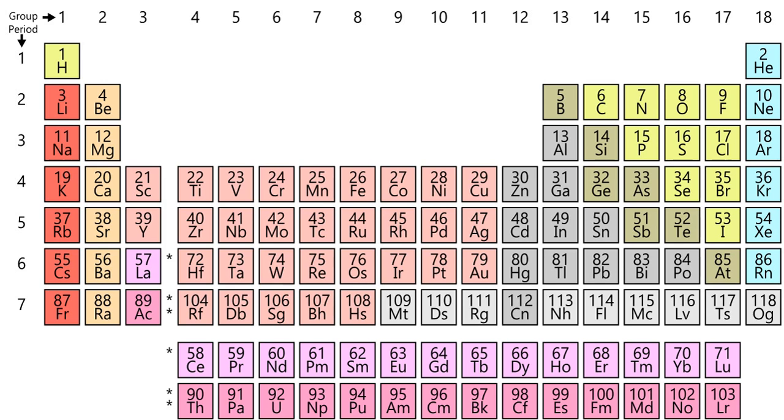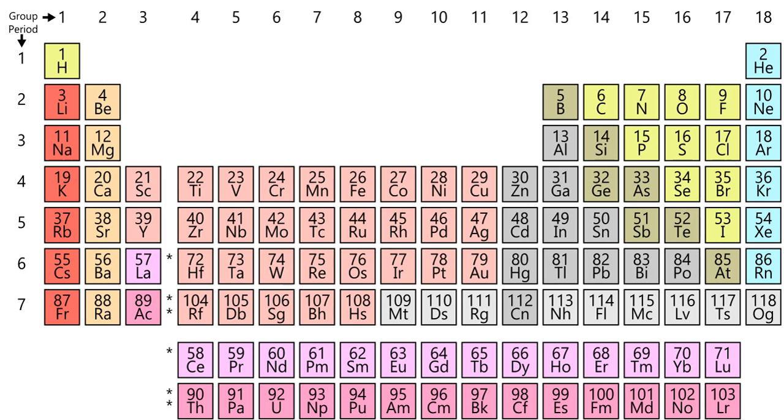Isotopes for elements 0 to 14. Previous, next go to periodic table. Isotopes for elements 15 to 29. Previous, next go to periodic table. Isotopes for elements 30 to 44. Previous, next go to periodic table.